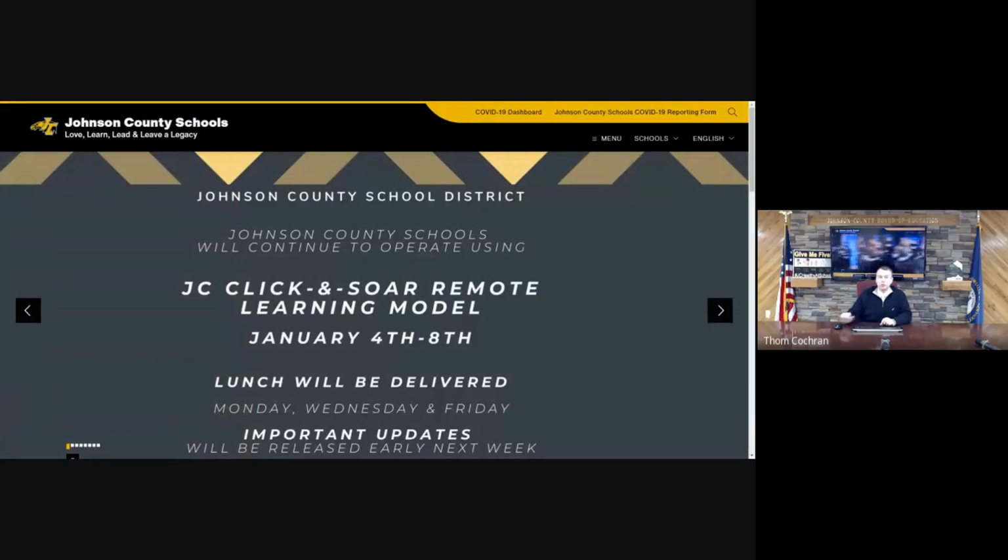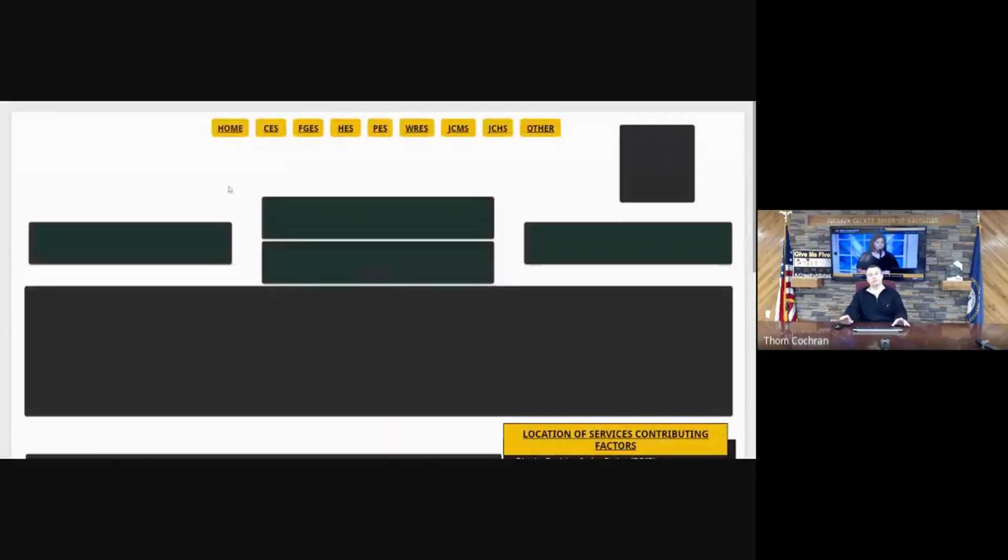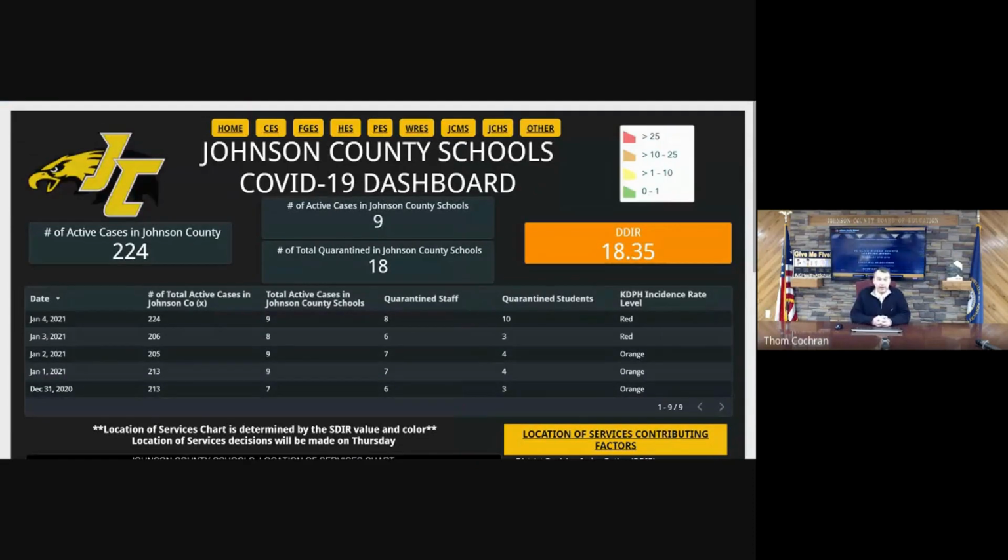To access the COVID-19 dashboard, simply go to the Johnson County Schools homepage, and then in the top right-hand corner, click the link COVID-19 dashboard. From there, you'll be directed to the Johnson County Schools COVID-19 dashboard homepage. You can see in the top center, there's information for each of our 7 schools, as well as our other district offices, including the Johnson County Board of Education, the Johnson County Maintenance Facility, Johnson County School Bus Garage, and our Johnson County Head Start offices.